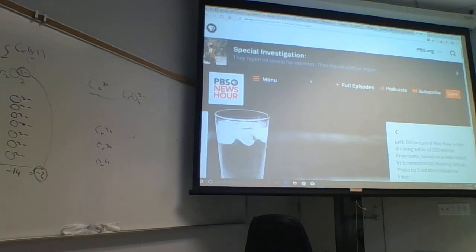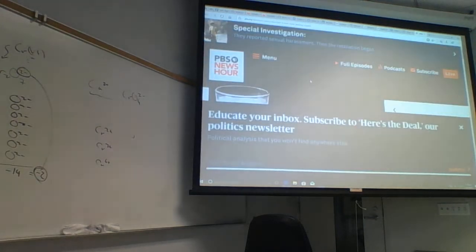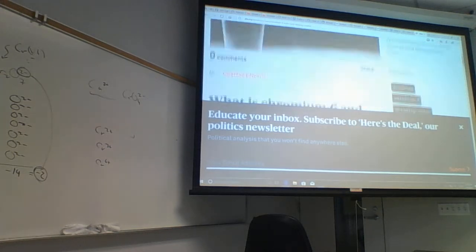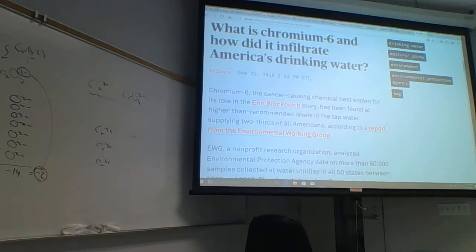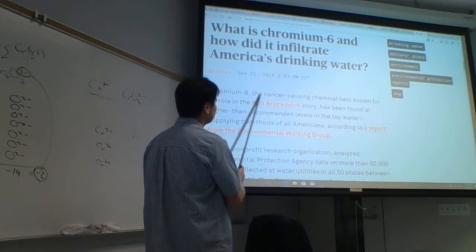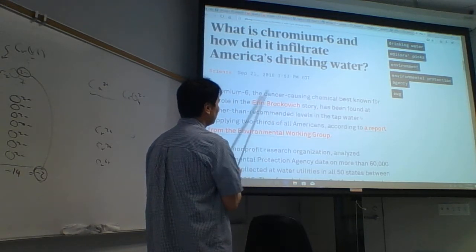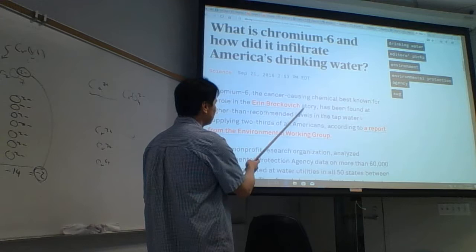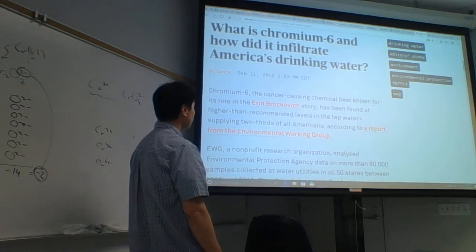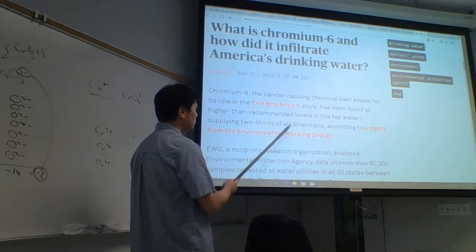I'm sorry? Maybe if you type his name. Oh, yeah, that's true. Oh, here it is. What is chromium-6 and how did it infiltrate America's drinking water? Chromium-6, the cancer-causing agent and chemical best known for its role in Erin Brockovich's story, has been found at higher than recommended levels in tap water, supplying 2/3 of all Americans. Wow.